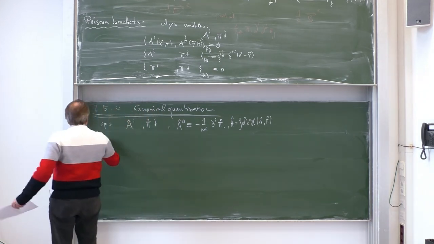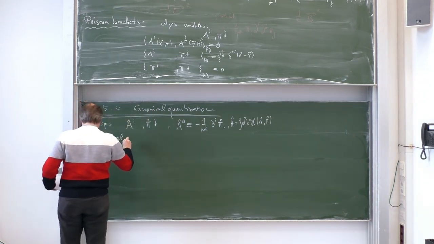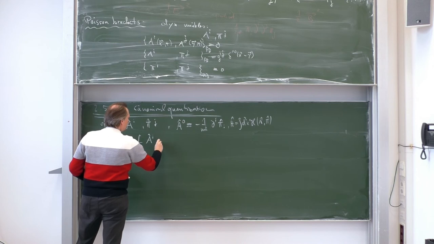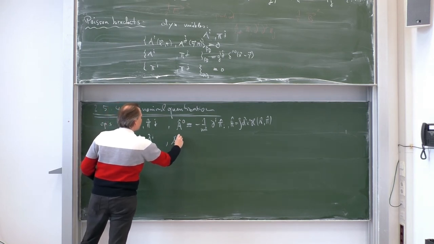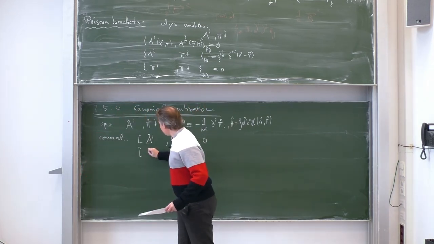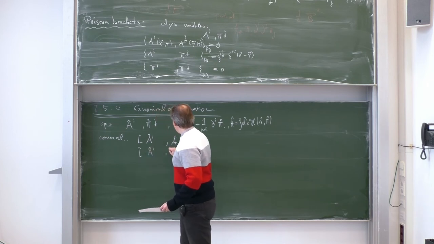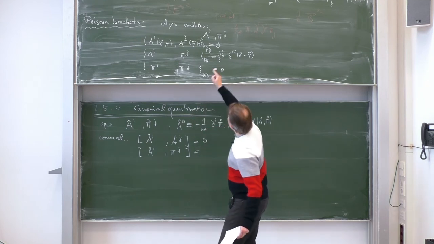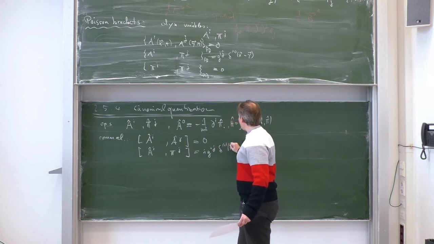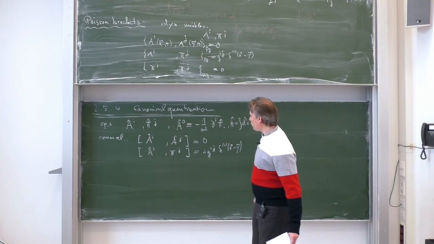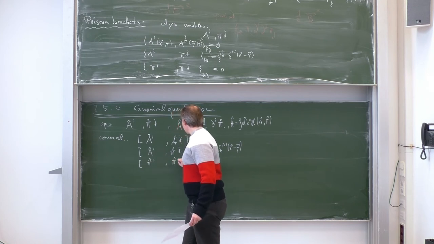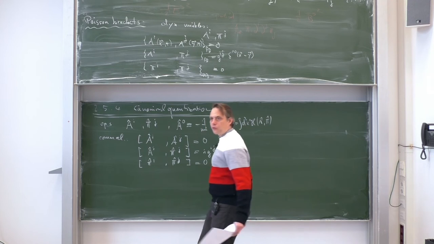Then we postulate commutation relations, which are modeled after the Poisson brackets, namely A_I with A_J, with the same arguments. Let me not write always the arguments, they are always the same. That is zero. Then A_I with pi_j, that is this times i, i times g_ij times the three-dimensional delta function of x minus y, and pi with pi is zero again.